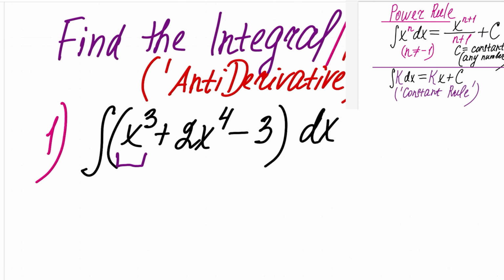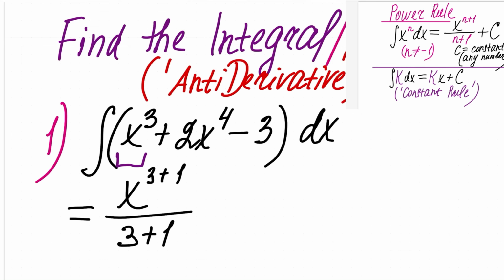Since we are given multiple terms being added and subtracted, all you want to do is just integrate each piece at a time. So let's start with the first one, which is x cubed. By the power rule, we want to increase the power by 1, so it's 3 plus 1 over 3 plus 1. Now moving to the second term.